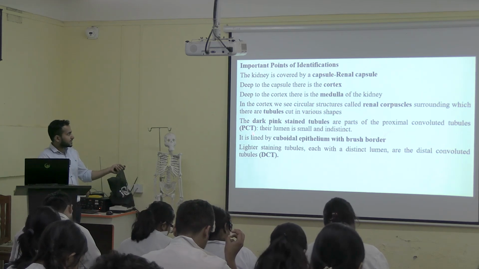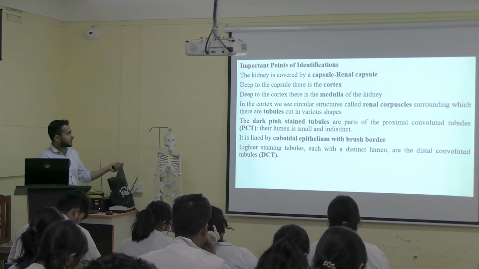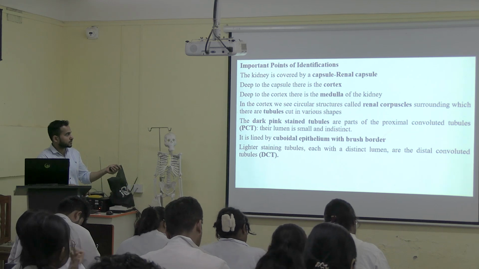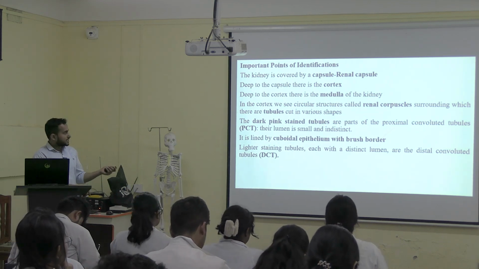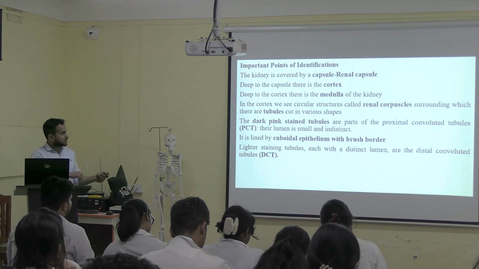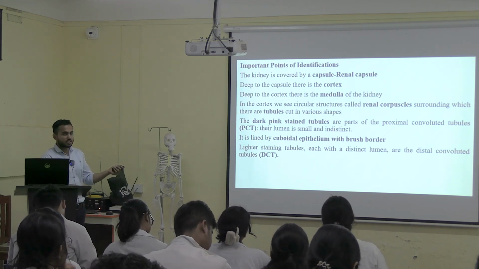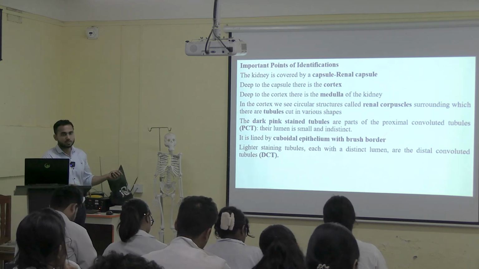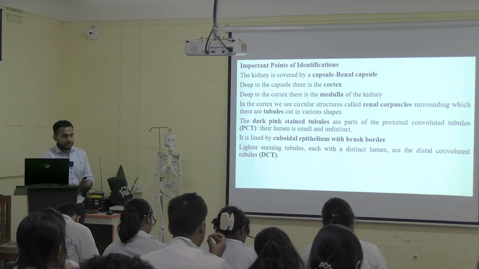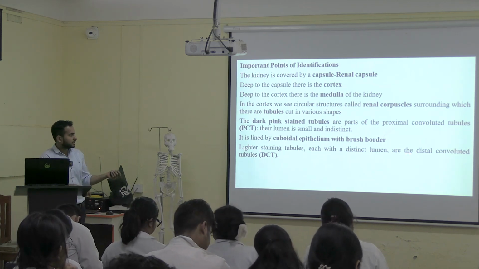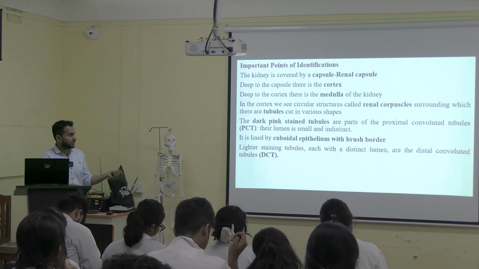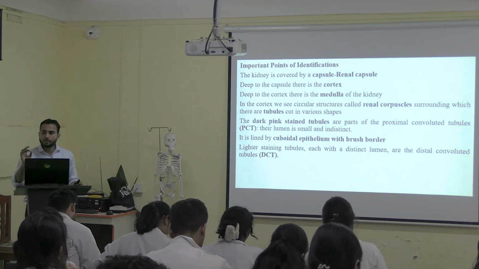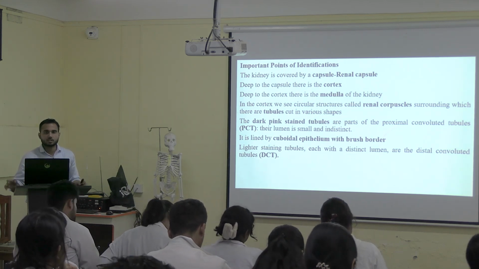Now if you see the PCT and DCT, the main difference is, in case of PCT, what is the appearance? They appear as dark pink stained tubules. So PCT is darkly stained, and the lumen is small and indistinct. The cells lining the PCT are simple cuboidal epithelium, also with brush border. Next, in case of DCT, the distal convoluted tubule is light stained and the lumen is distinct. That means the lumen is regular, with a proper shape. Indistinct means irregular.